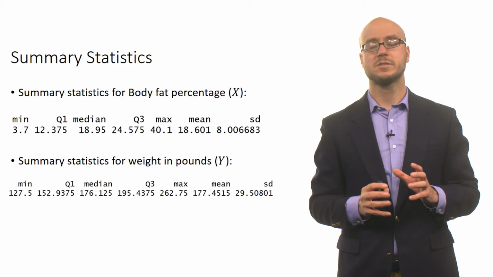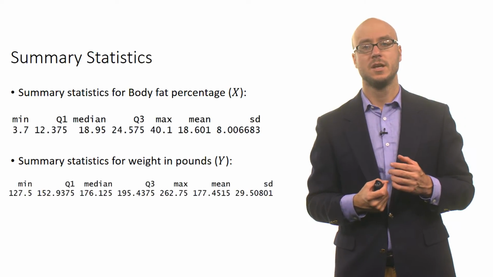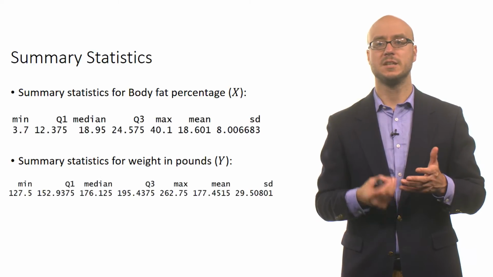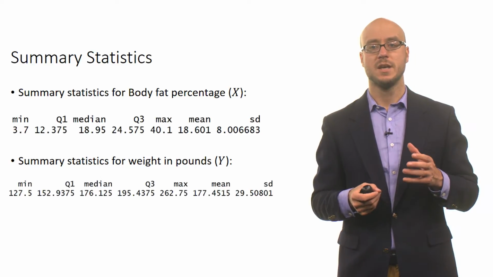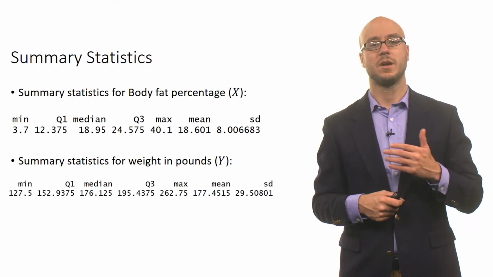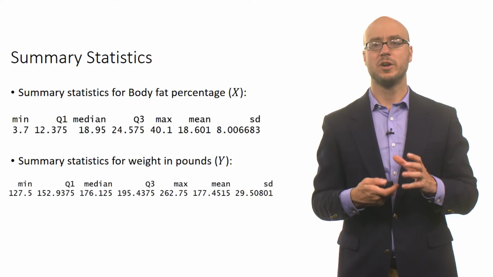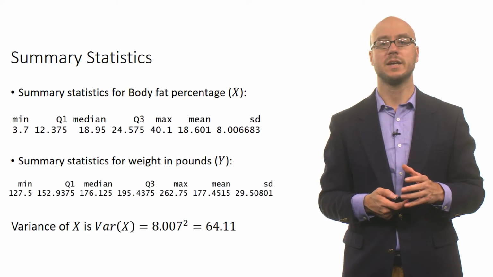For weight in pounds, our y variable in this case, you can see that the mean weight is 177 pounds, the median is pretty close, 176, and then the range is from a minimum of 127 pounds roughly, and the maximum is about 262 pounds, give or take.